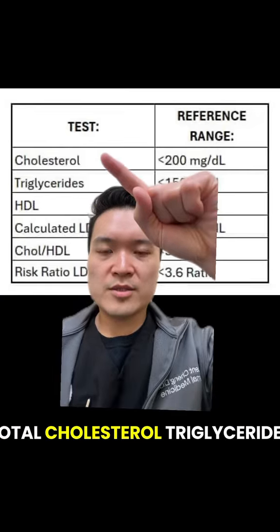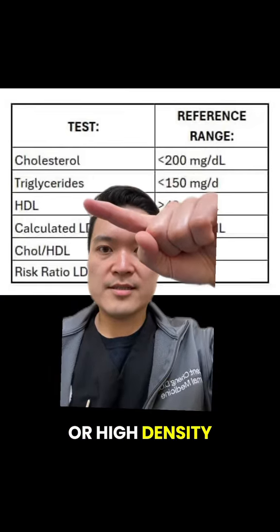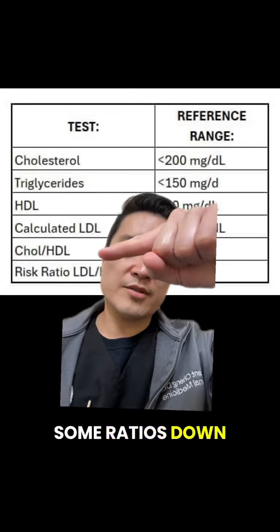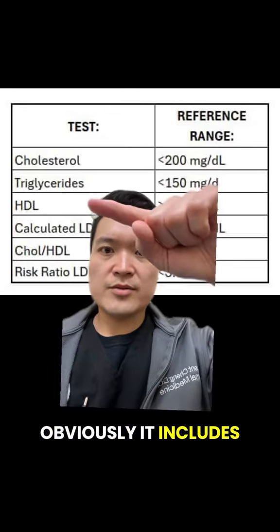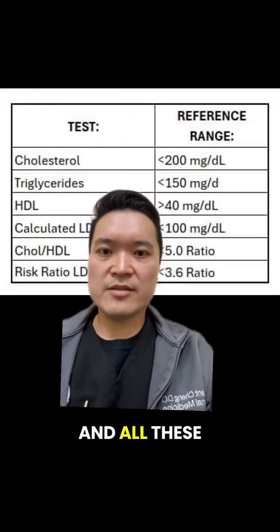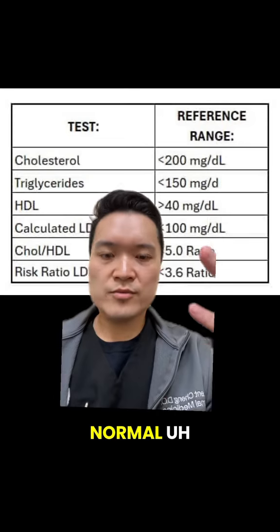We got the total cholesterol, triglycerides, HDL or high density lipids, calculated LDL or low density lipids, and then some ratios down here. The total, obviously, includes the HDL, LDL, and also the VLDLs and all these other things that aren't on the normal lipid panel.